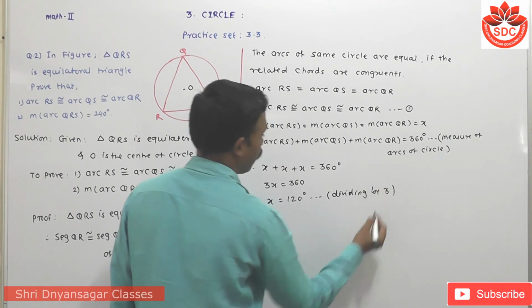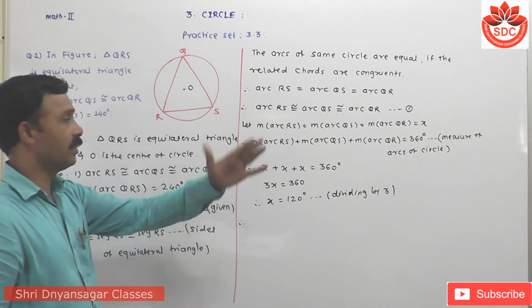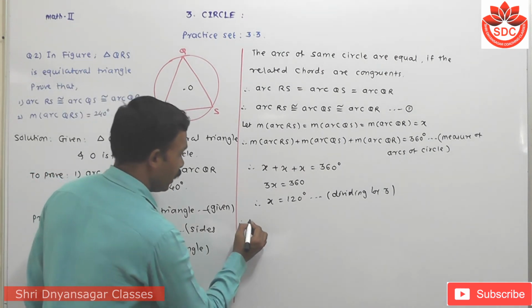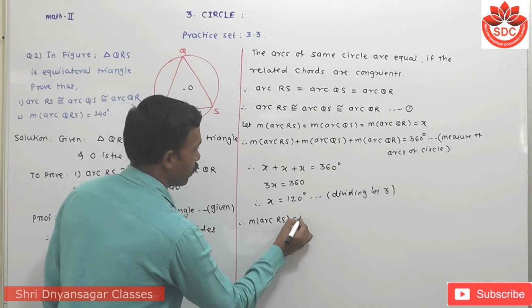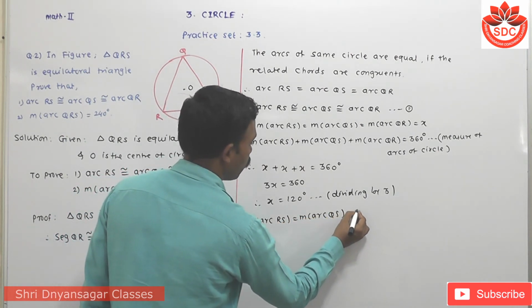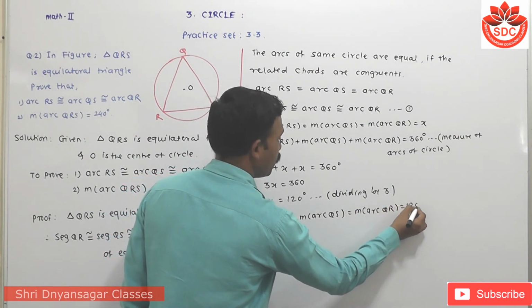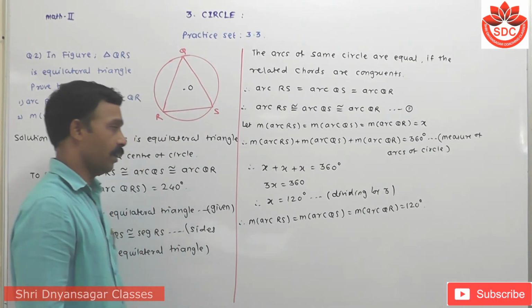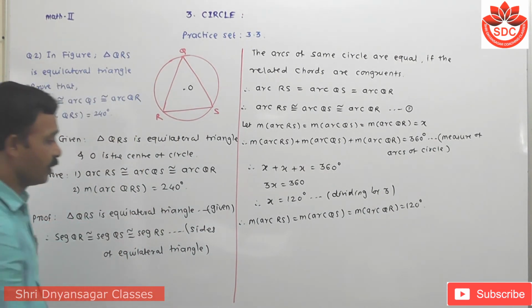Dividing by 3. Therefore, the measure of all these arcs is equal to how much? 120 degrees. That means the measure of arc RS is equal to the measure of arc RQS is equal to the measure of arc RQR is equal to how much? 120 degrees. Then we also have to show the measure of RQR.